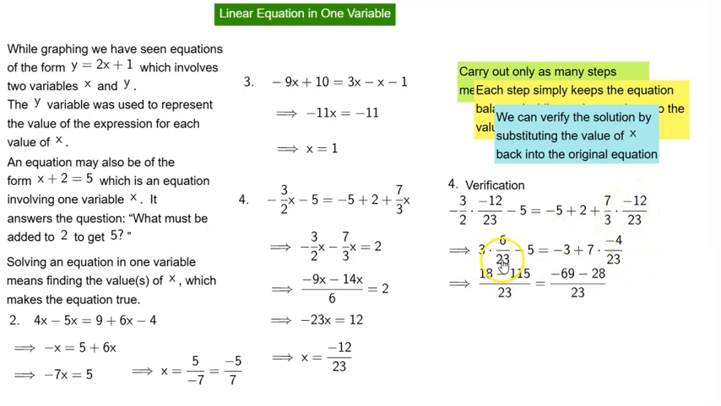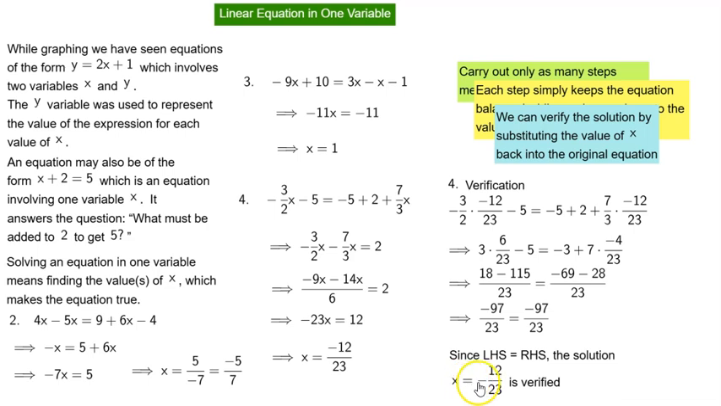Now taking the LCM, we get 3 times 6 is 18 minus 23 times 5 is 115 divided by 23 is equal to minus 69 minus 28 divided by 23. So we end up with minus 97 by 23 is equal to minus 97 by 23. So since LHS equal to RHS, the solution x equal to minus 12 by 23 is verified.